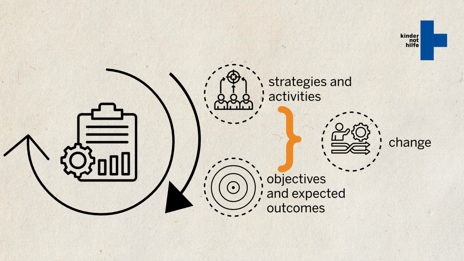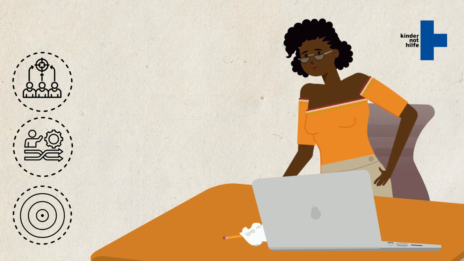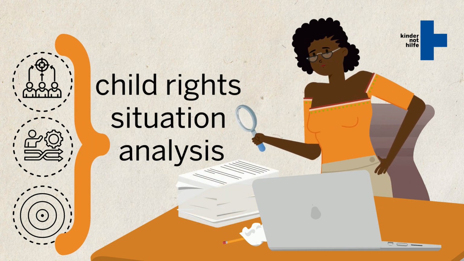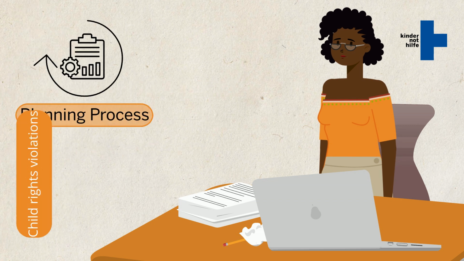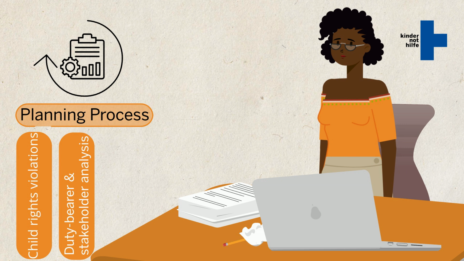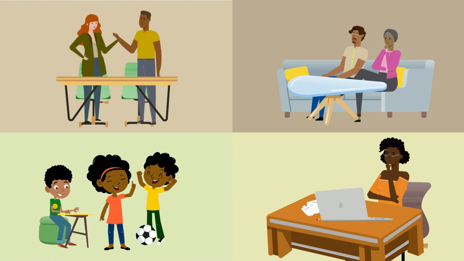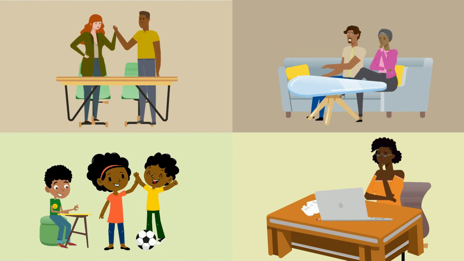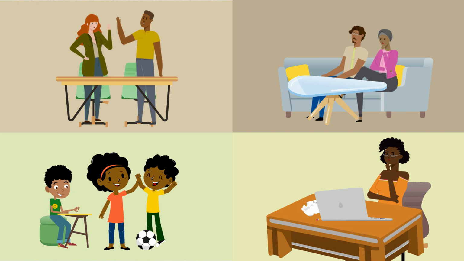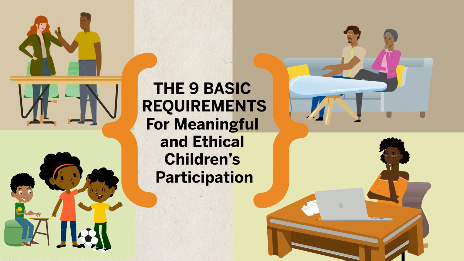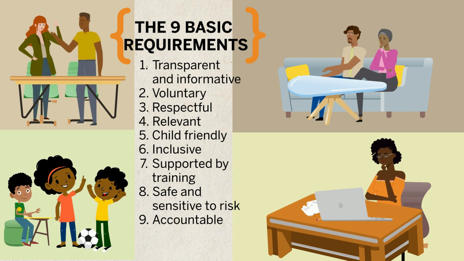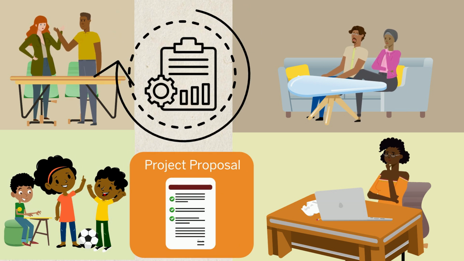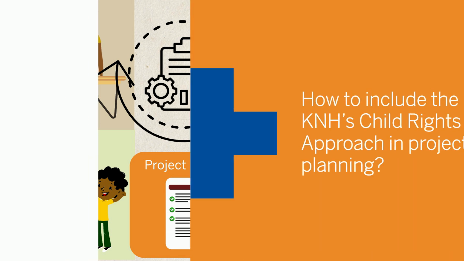For KNH projects, this means that before starting a planning process, Aisha needs to conduct a child rights situation analysis and base the planning process on the prioritized child right violations and the results of a duty bearer and stakeholder analysis and causal analysis. The planning process itself is a participatory process involving relevant stakeholders, right holders, and duty bearers, considering the 9 basic requirements for ethical and meaningful child participation. The result of the project planning process is the project proposal.